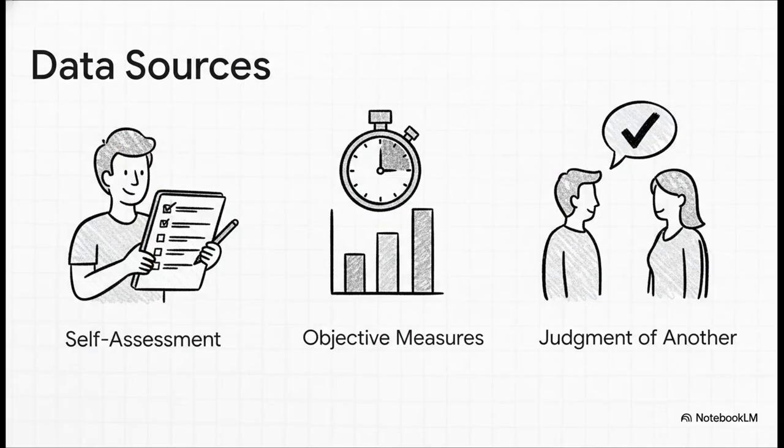Simple as that. So where does this data actually come from? Well, researchers have a few go-to methods. They can use self-assessments, which is basically when a person reports on themselves, like filling out a survey, or they can use objective measures. Think standardized test scores or physical data. And another common one is using the judgment of another person, like asking a parent to report on their child's behavior. Each one is just a different lens to look at our main subject, the unit of analysis.